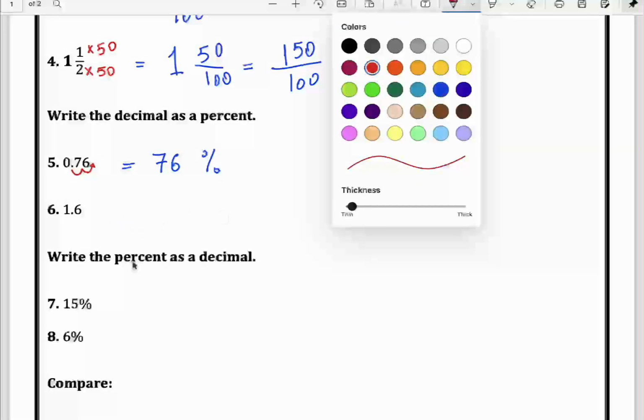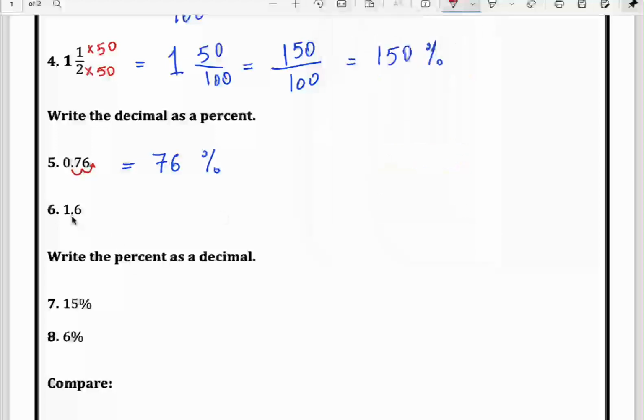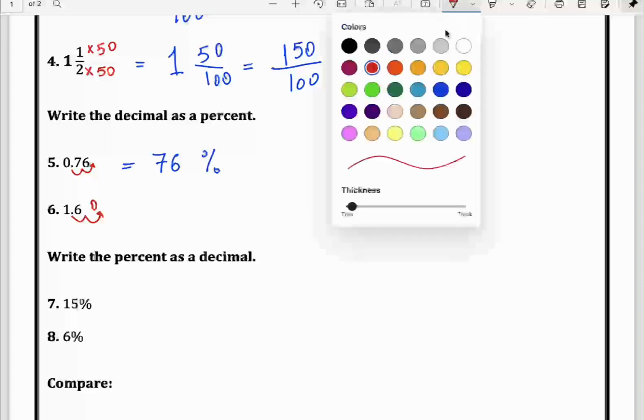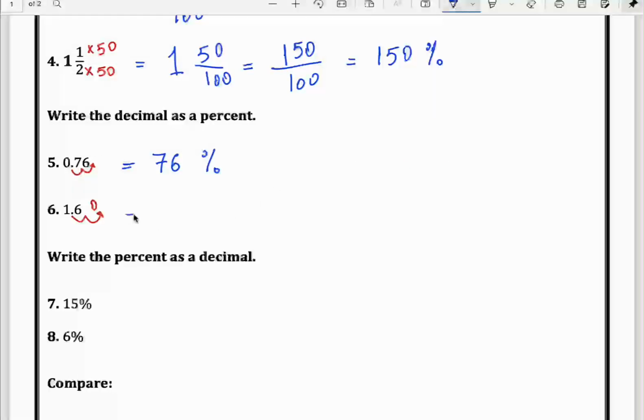We move the point 2 digits to the right, but we have only 1 digit. So we need another digit. That's why we will put a 0 here. And it will be 160. And the point now is to the right. We don't need to write it. And don't forget to put the percent sign.